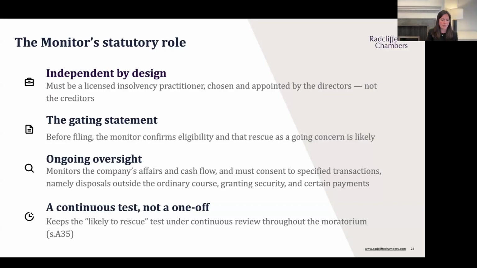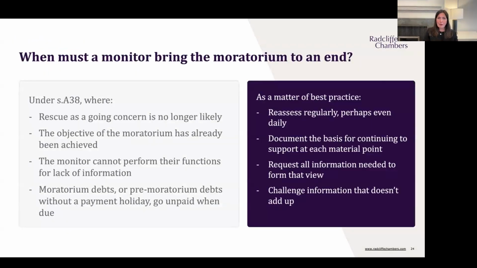And Section 835 tells you, as the monitor, that if at any point you are unable to satisfy yourself that the company is likely to be rescued as a going concern, then you are required to terminate. That brings me on to when you are required to terminate. That's the first point under Section 838.